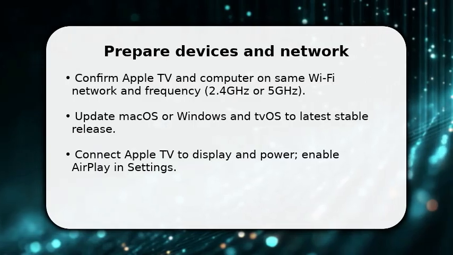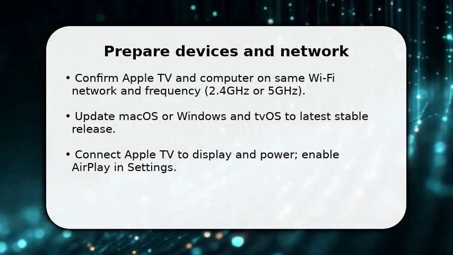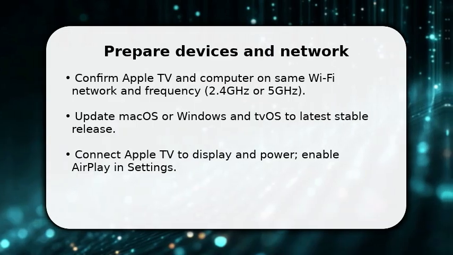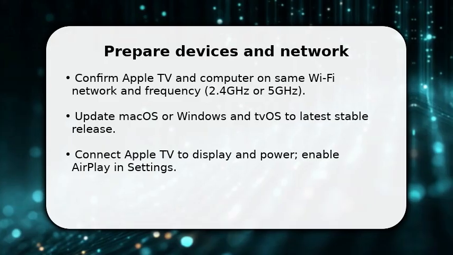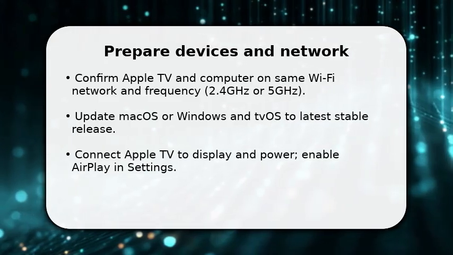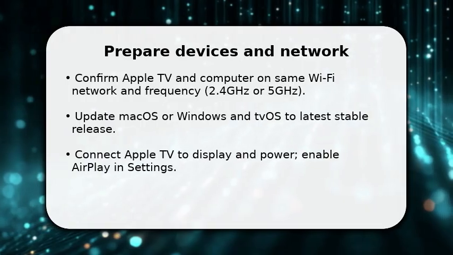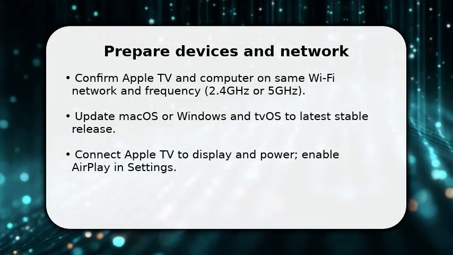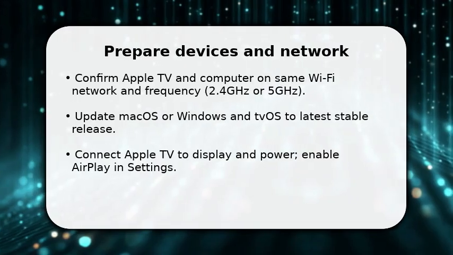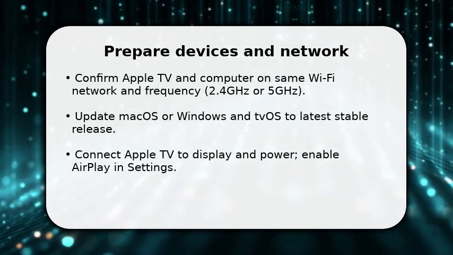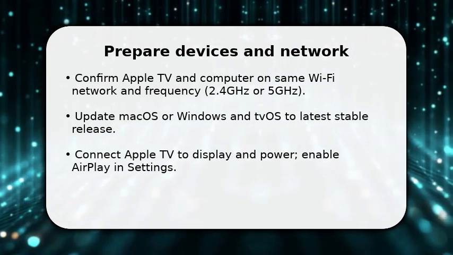You'll start by getting the fundamentals right. Make sure both Apple TV and your computer are on the same Wi-Fi network and that AirPlay is enabled on the Apple TV. Once done, update tvOS and your computer's OS so compatibility issues are minimized. Next, verify the Apple TV is connected to a display and powered. Finally, on the computer, identify the network name and check firewall settings. This prevents blocked discovery and lets your machine find the Apple TV immediately.